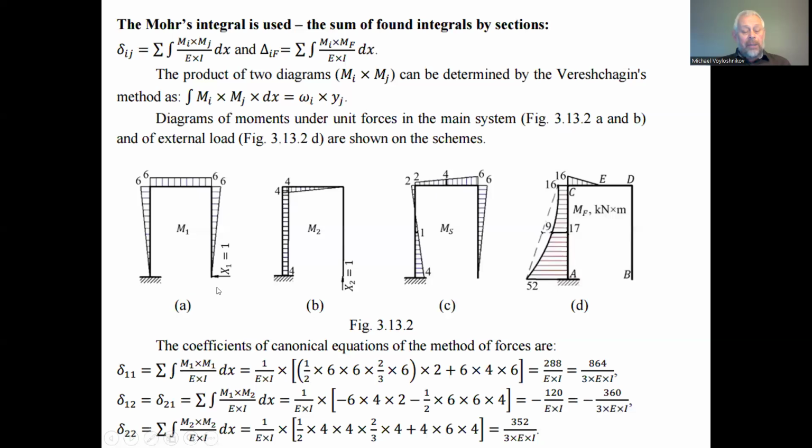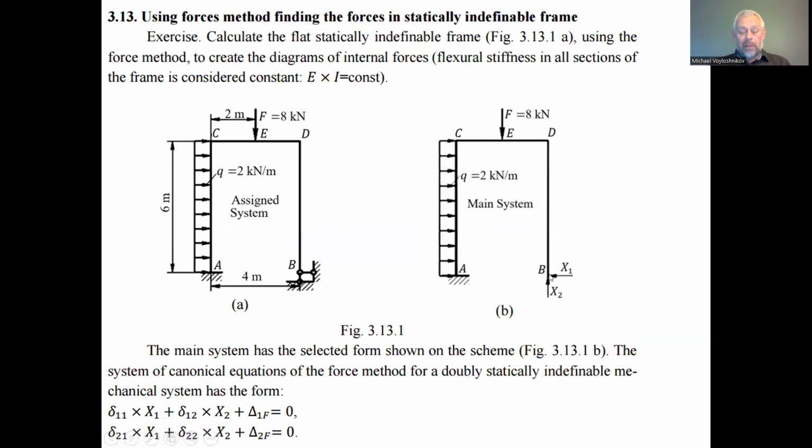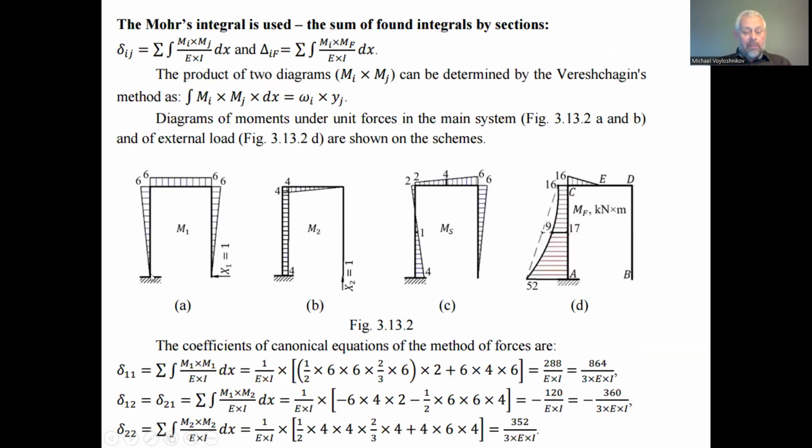external load and the action of the first unit force x1 in the leftward direction at the point B of the main system. We can find the reactions at the point A, the components of the resultant force at the support A, and the bending moment in the support A under the action of the unit force. The bending moment here is 0 because the line of action of the unit force x1 passes through the point A. So the force does not cause a bending moment around the point if the line of action of the force crosses this point.